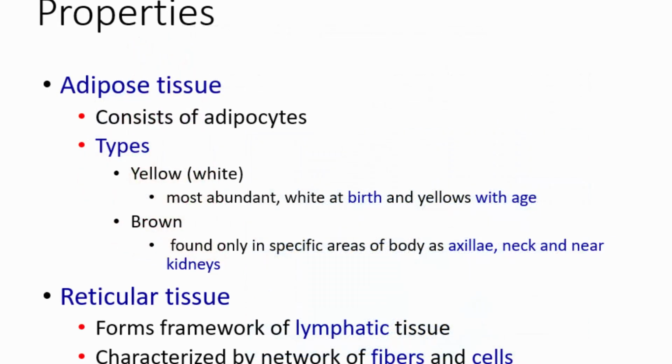And then connective tissues with special properties. Again, we have adipose tissue, which consists of adipocytes. And adipose tissue comes in two flavors. We have yellow or white adipose tissue and brown adipose tissue. The yellow or white is most abundant. It's white at birth and yellows with age.